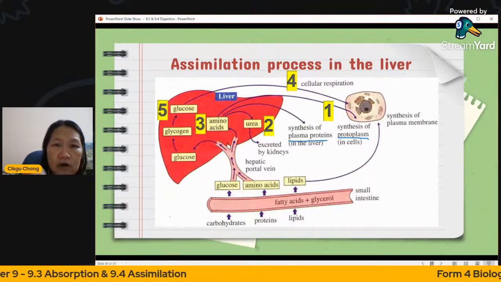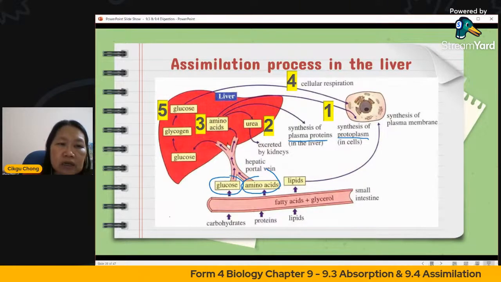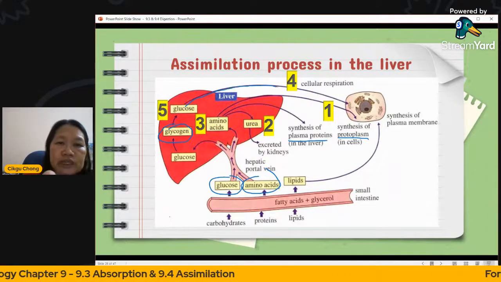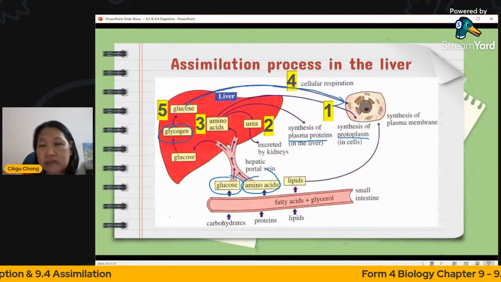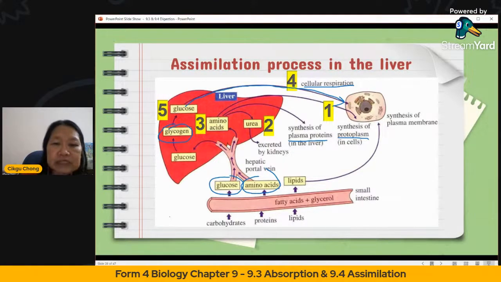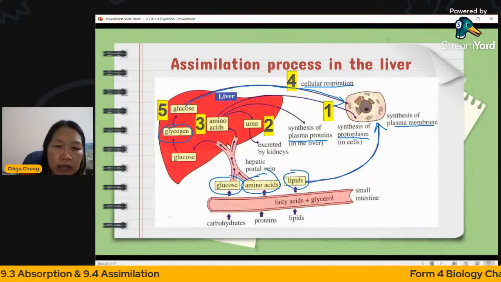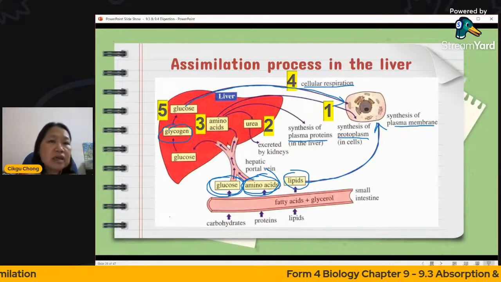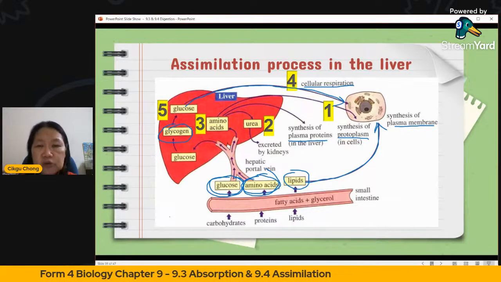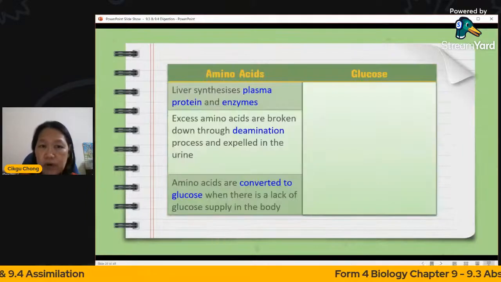And also number 4, your glucose. What happens to your glucose? Just now we talked about amino acid. Your glucose will be converted into glycogen when there's too much glucose, and glucose is released into the blood, given to the body cells to produce energy through cellular respiration. And lipids are used to make new plasma membrane. All right, so these are basically what happens to these 3 things. So this is basically assimilation. What do we do with these 3 nutrients that we have just absorbed from the small intestine? Okay, so let's look at the points.